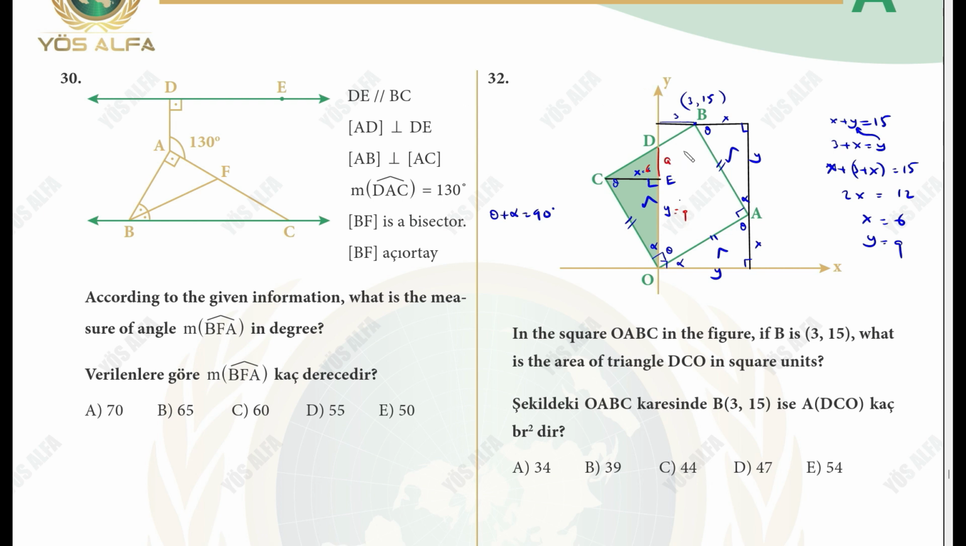So let's say this length DE is A. So to find A, we can use Euclid theorem. 6 squared is equal to 9 times A. From here we have A is equal to 4. Thus the area of the triangle is half times the base, which is 9 plus 4, and the height of that triangle is 6. So we have 13 times 3 is equal to 39. So the answer is B.